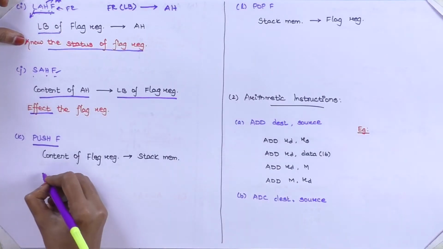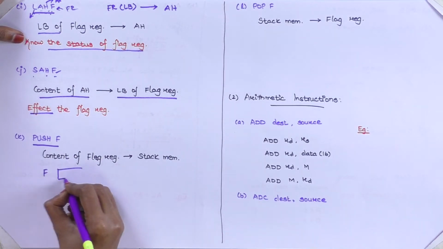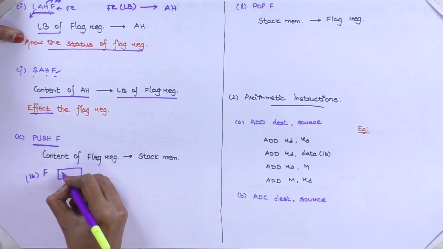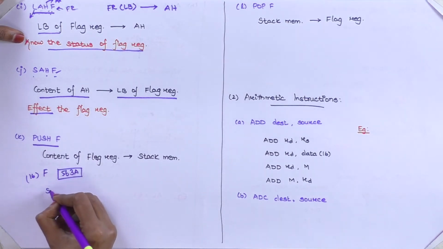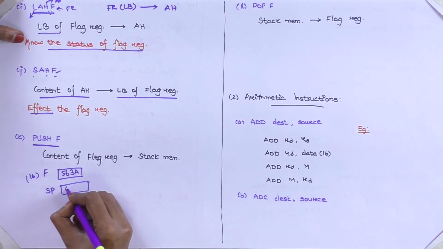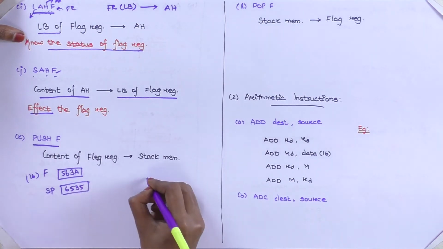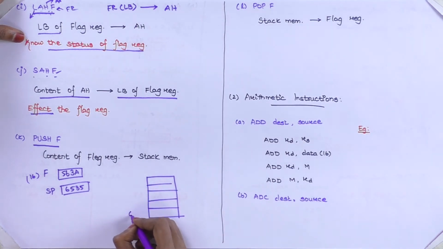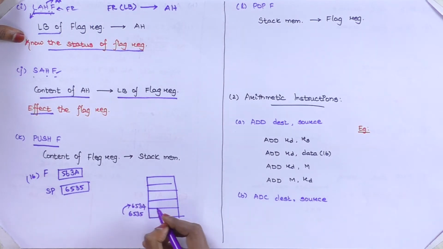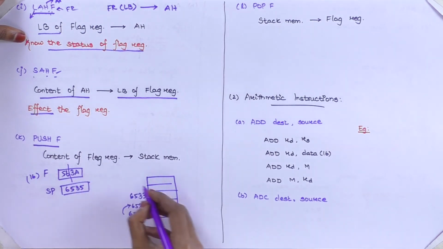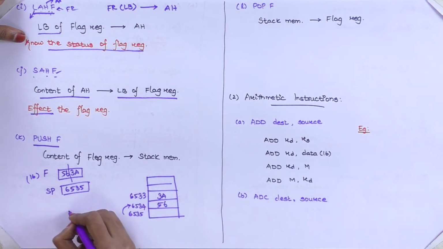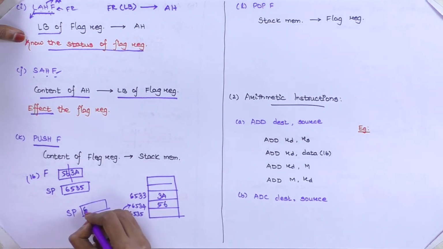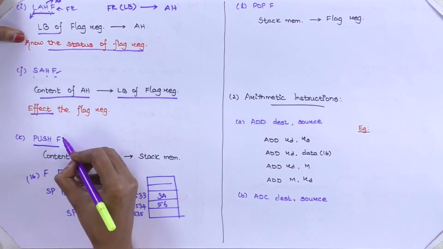The flag register is a 16-bit register, no? For example, it has the value 563A and the stack pointer value is 6535. After executing this instruction, the stack pointer will be decremented by 1, so 6534, and the higher byte value 56 will be stored. Again it will be decremented by 1 and the lower byte value will be stored. Now the stack pointer value will be 6533. So this is for push.